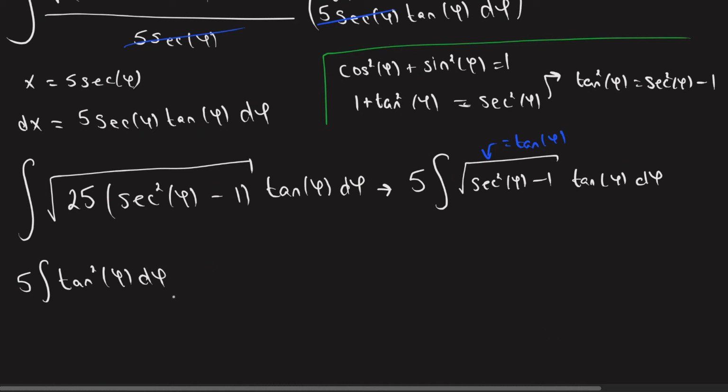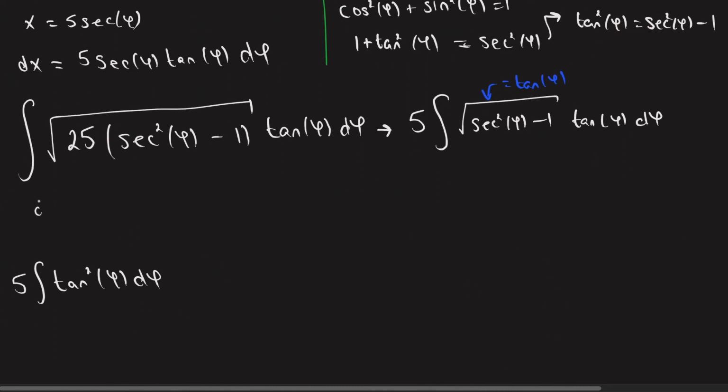Okay, now I don't in fact know this integral, but I do know that the derivative of tan is secant squared. Let's move this. I do know that d over dx of tan of phi is equal to secant squared of phi.